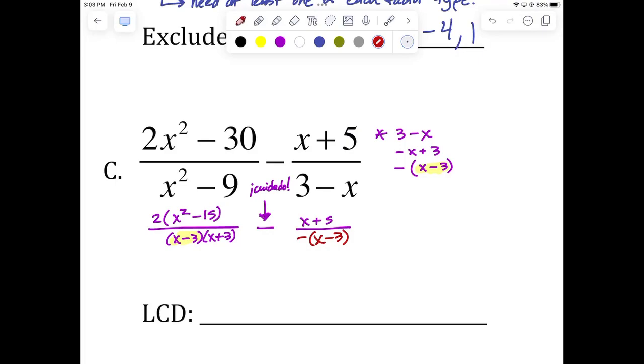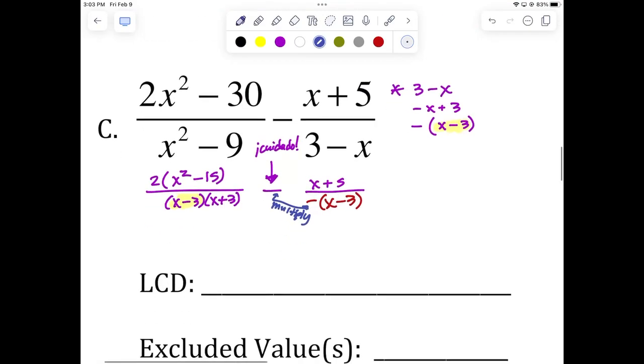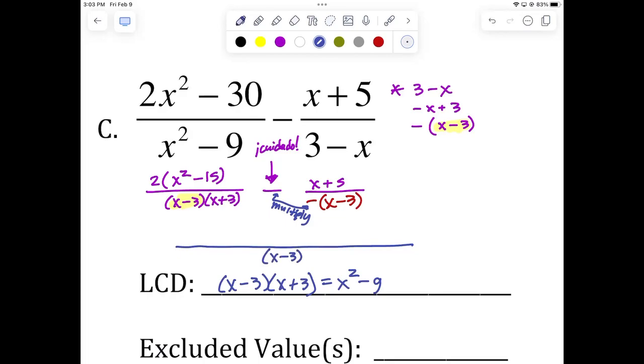Now, what do I do with the negative out front and the negative in the bottom? Well, guess what I can do with them? I can multiply them. So what is my supervinculum going to be here? That turns into a positive right there. So what's my LCD? I need at least 1 x minus 3, and I need at least 1 x plus 3. So there's my LCD. It's x minus 3, x plus 3, or x squared minus 9 if you still like it in that version. I'm going to leave it as x minus 3 times x plus 3.